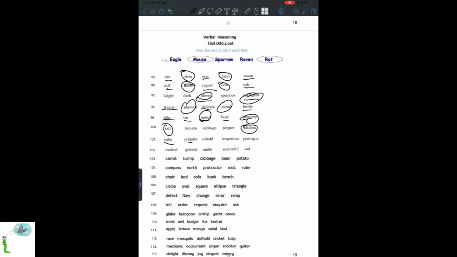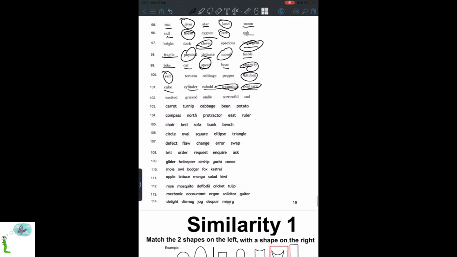So cube, cylinder, cuboid, trapezium, pentagon. You can already see that's a 2D shape, and that's a 2D shape, and those two are 3D shapes. So the rule is having a 3D shape. The odd two out are the ones that aren't, right?